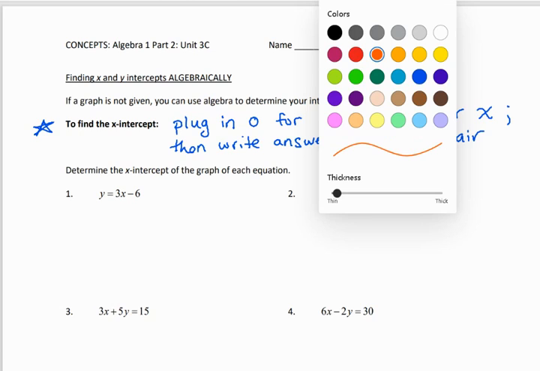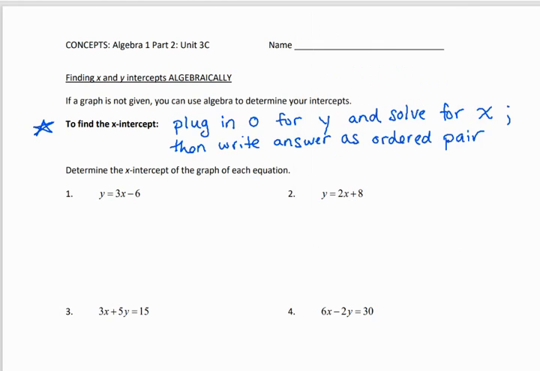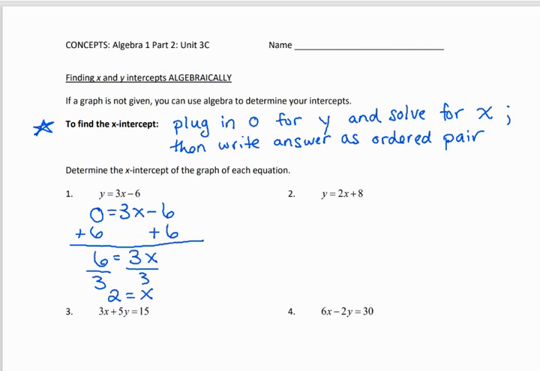So the first one here, we're going to plug in 0 for y. So we'll have 0 equals 3x minus 6. And now we solve for x. How do I get x alone? We will add 6 to both sides, right? We've been solving equations for a while now. So now I get 6 equals 3x. And to get x alone, we divide by 3. So 6 divided by 3 is 2. So I have that 2 equals x.